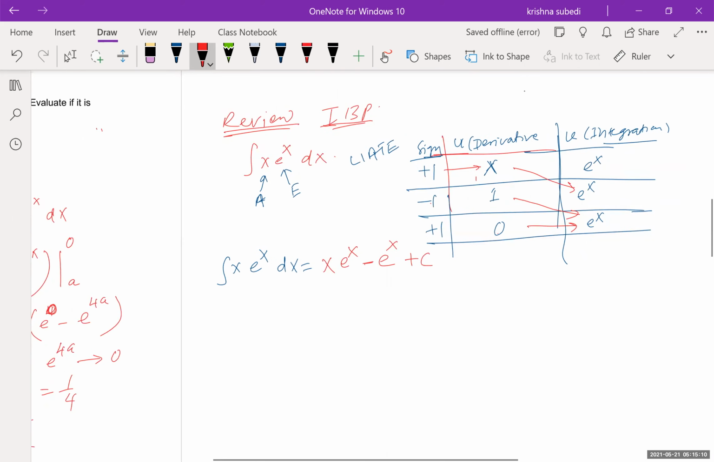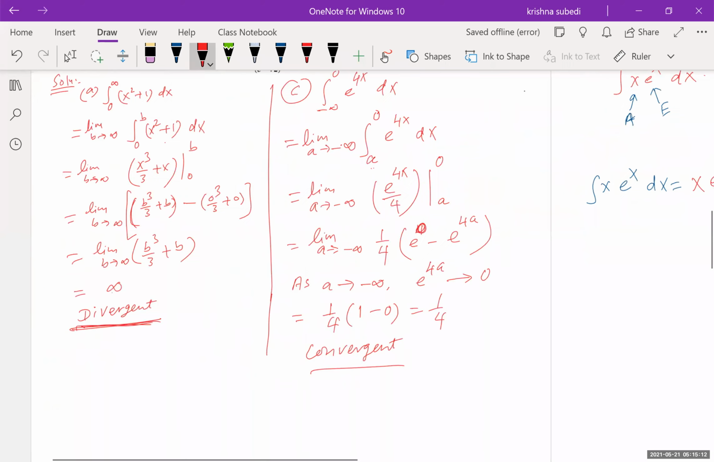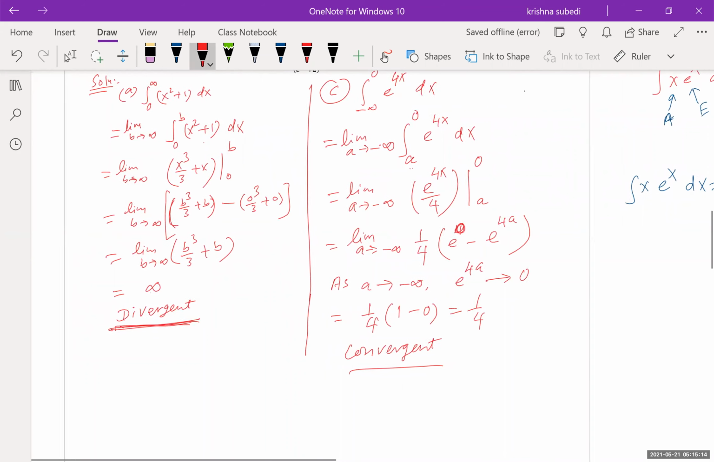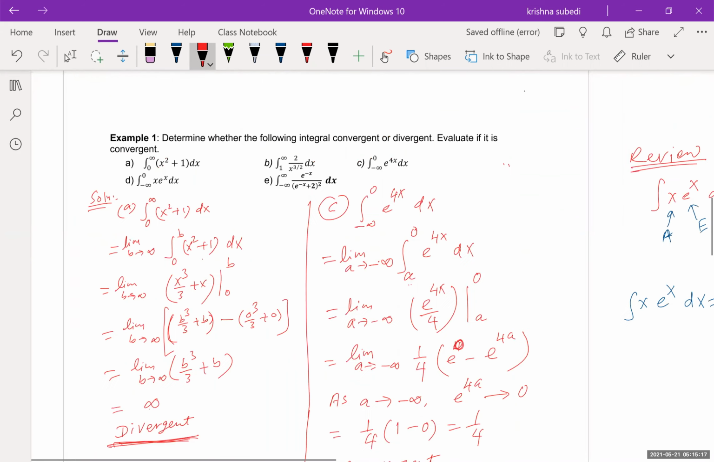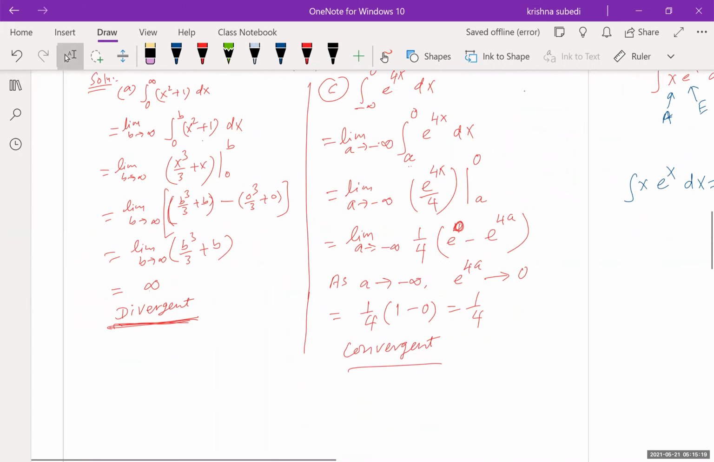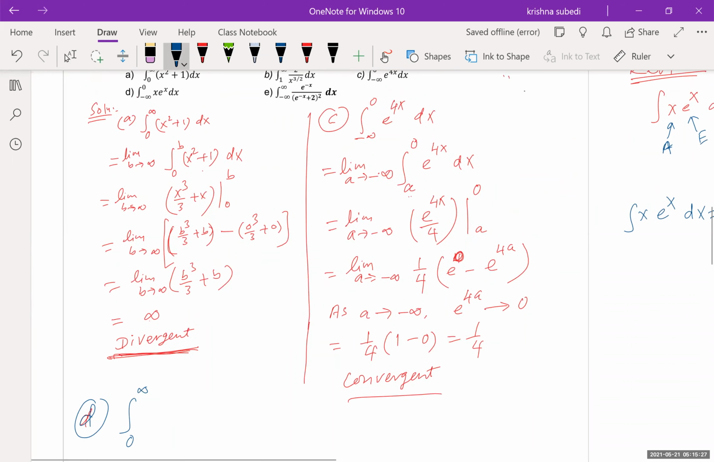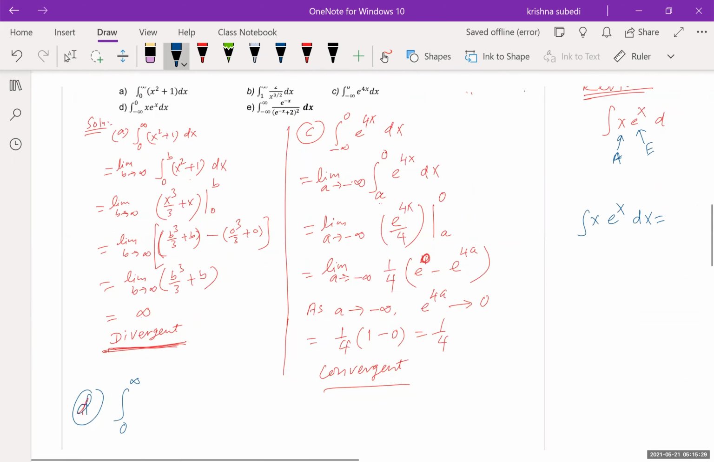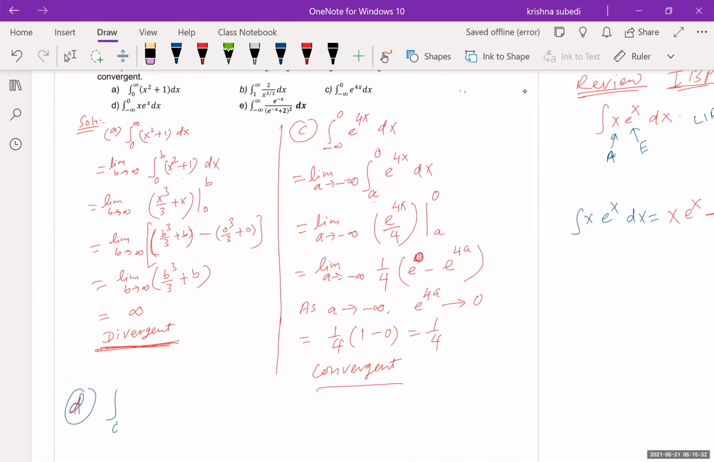Now let's look at this part. Which part is that? Part D. Let's look at part D. In part D, the question is 0 to infinity. Let me just copy. Oh, negative infinity to 0, sorry, guys. This one is negative infinity to 0, x e to the x dx.